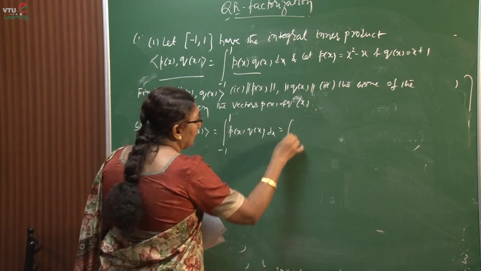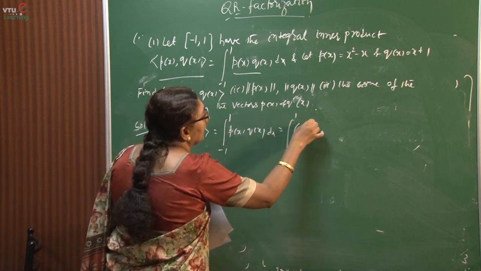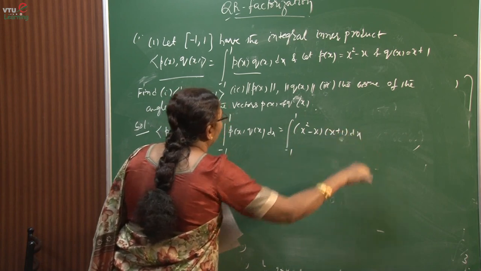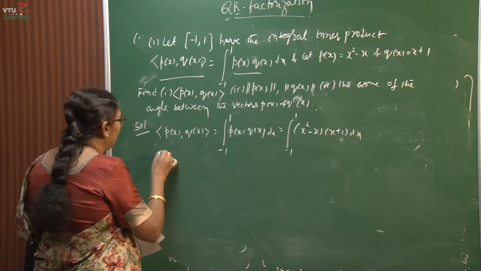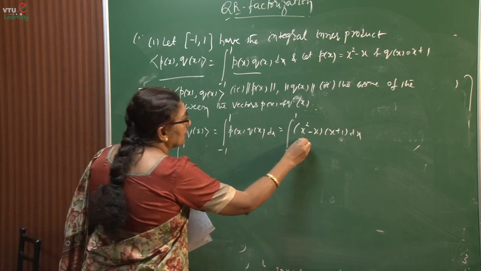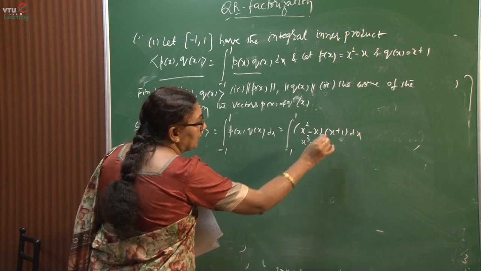Now, what is my P of x? They gave x square minus x. What is my Q of x? x plus 1. Okay, it's nothing but simplify that. Minus 1 to 1, multiply: x cube minus x square, first multiplied with x.